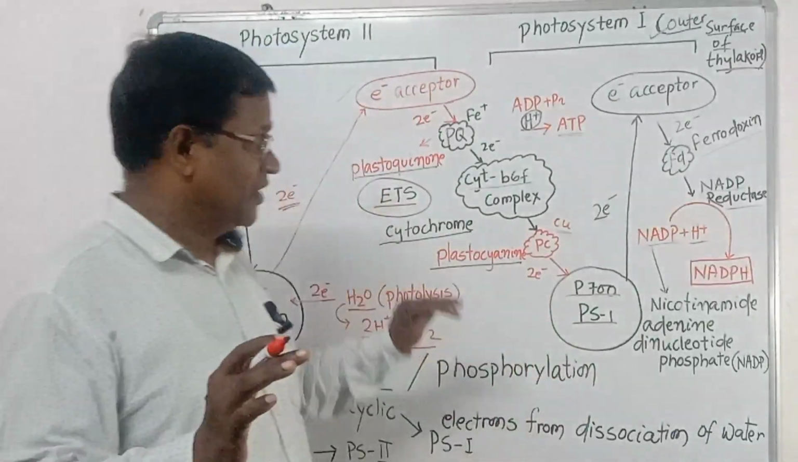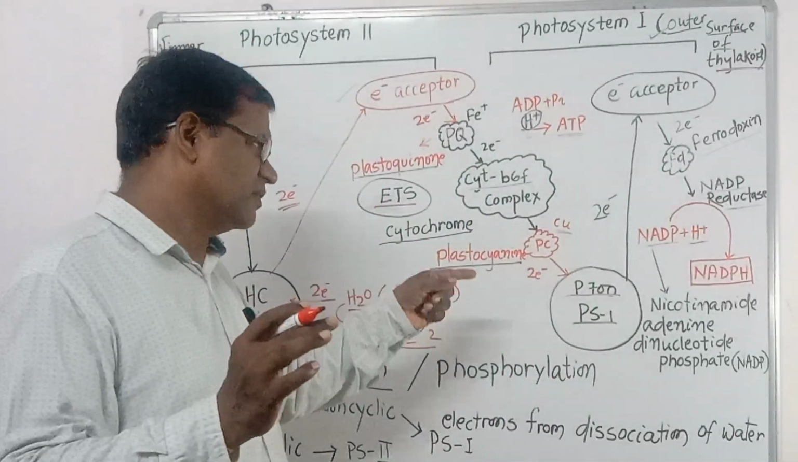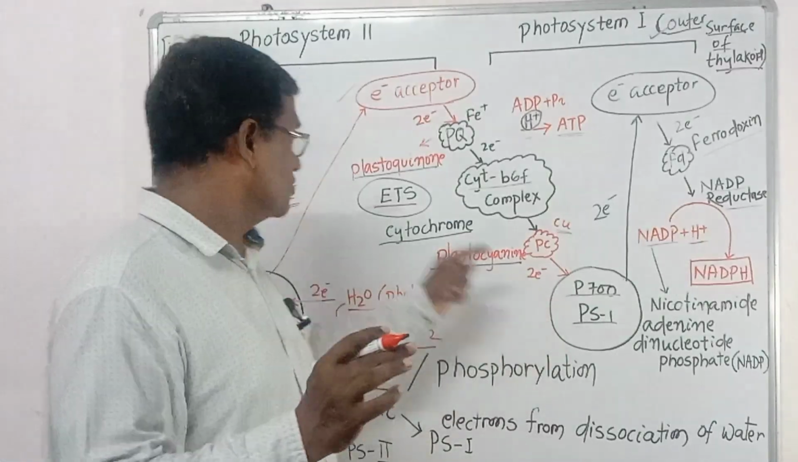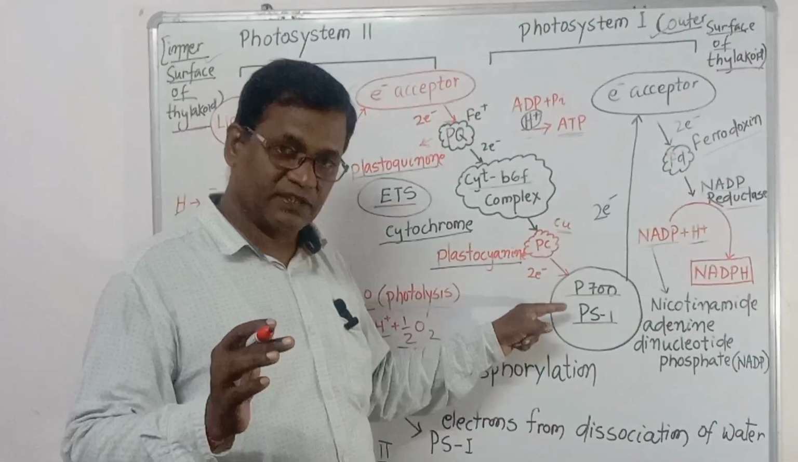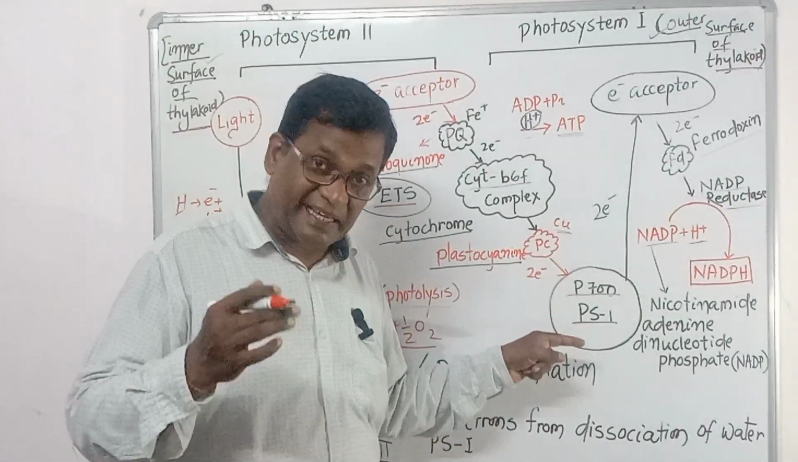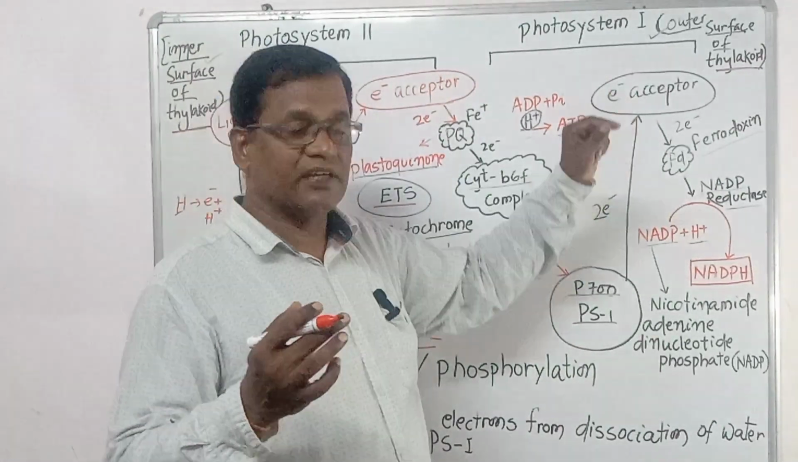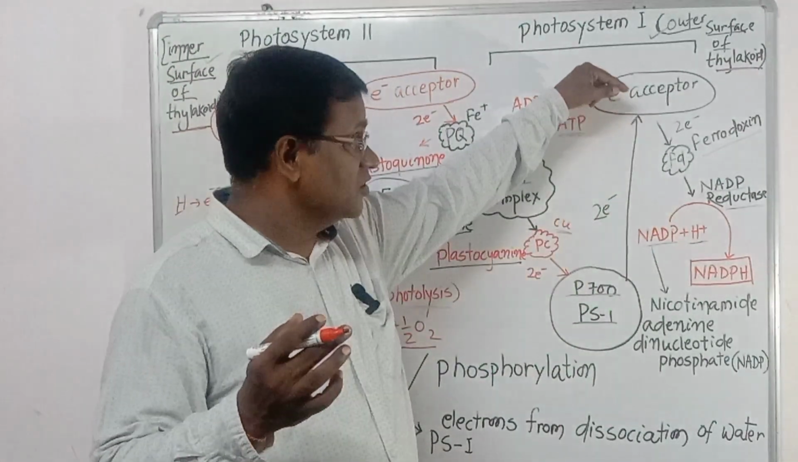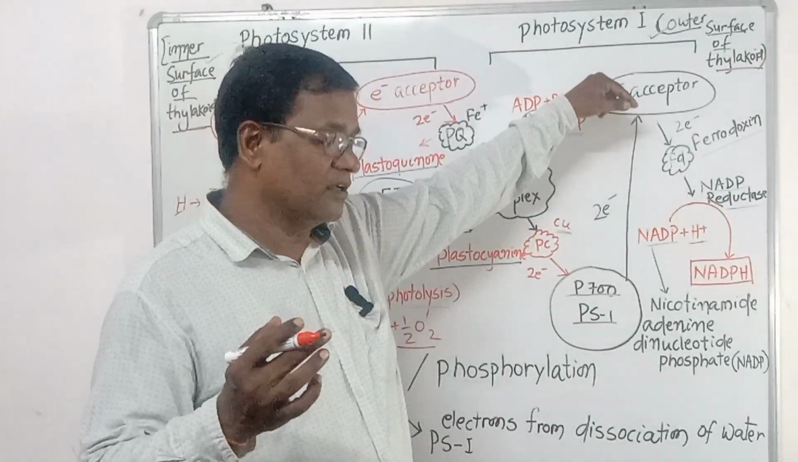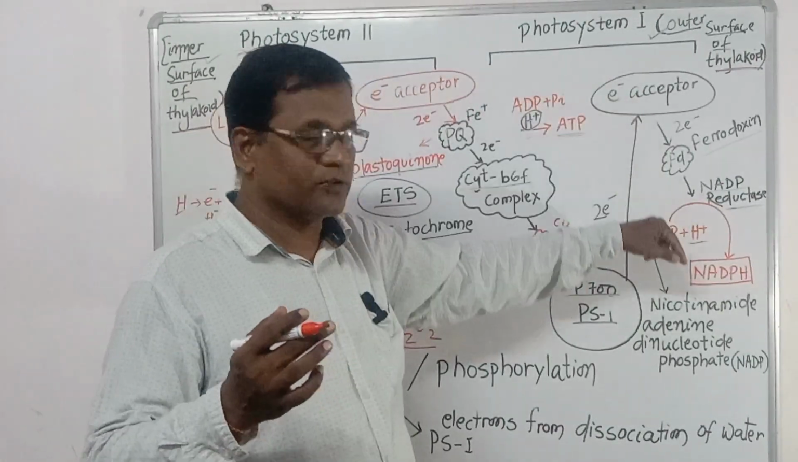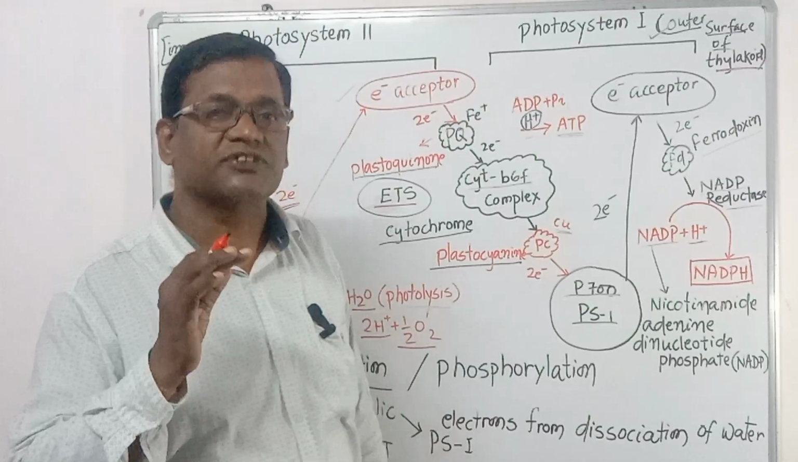Until now it is clear. After that, what will happen? The same things will repeat. Here also it gets sunlight from the sun. When it becomes excited, the electron comes out again and is taken by the electron acceptor. When the electron acceptor receives the electron, it again enters the electron transport system.